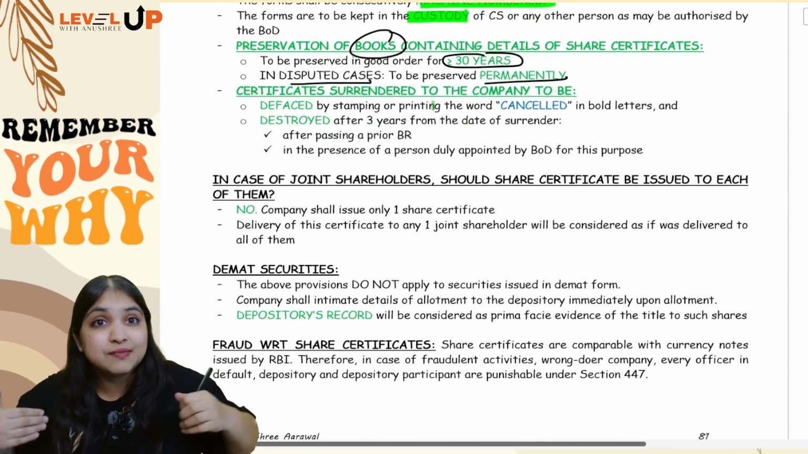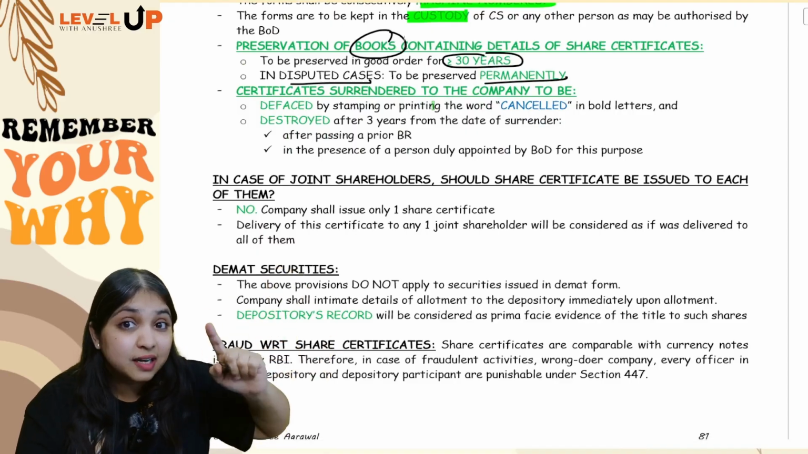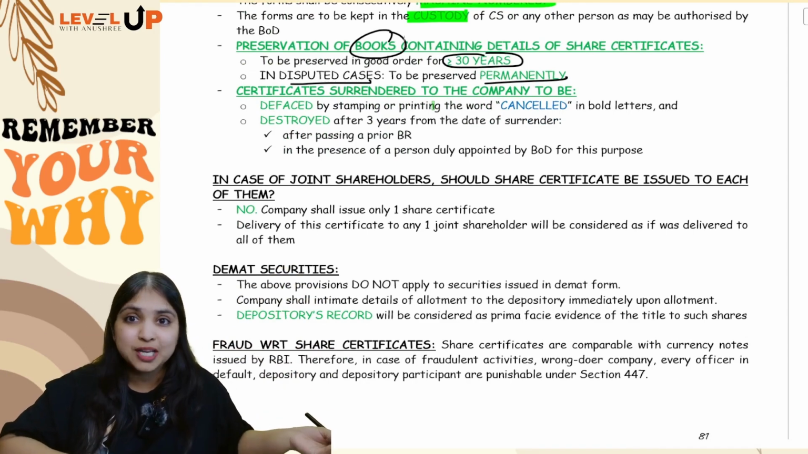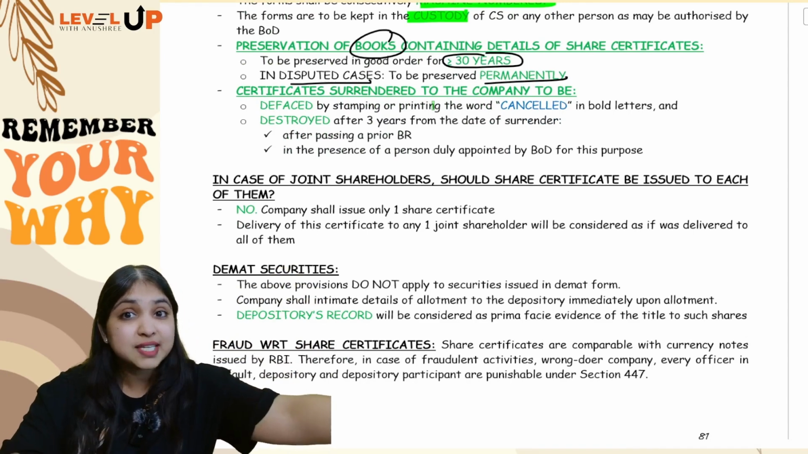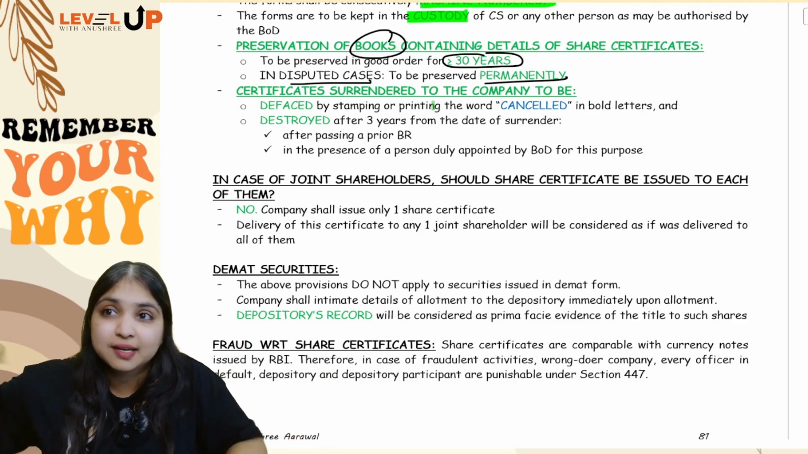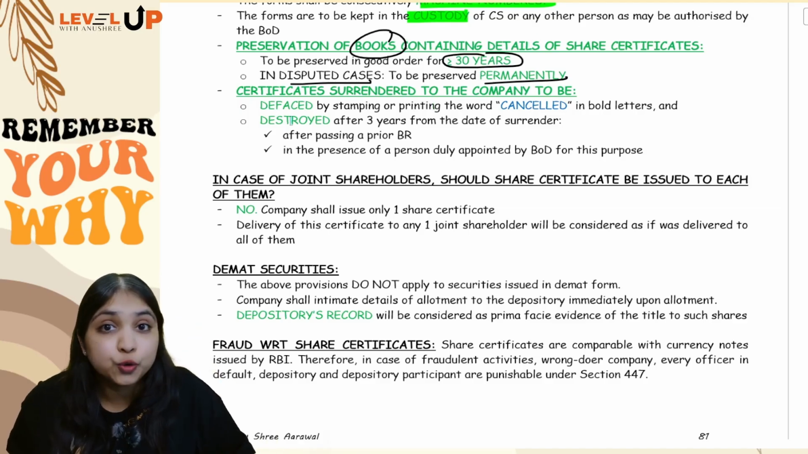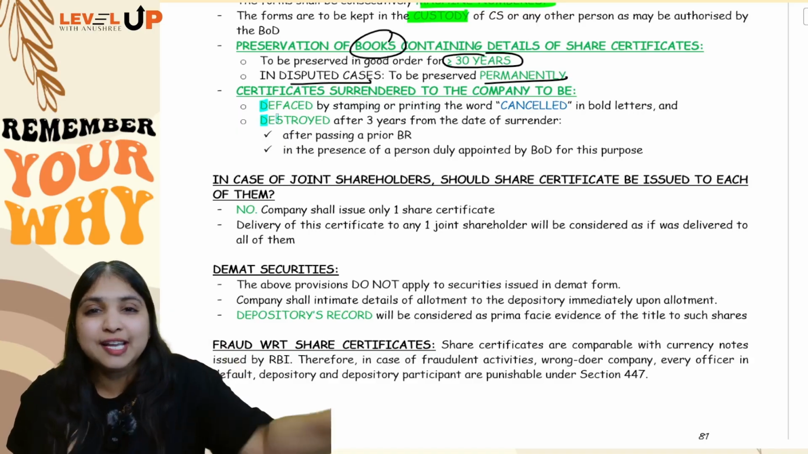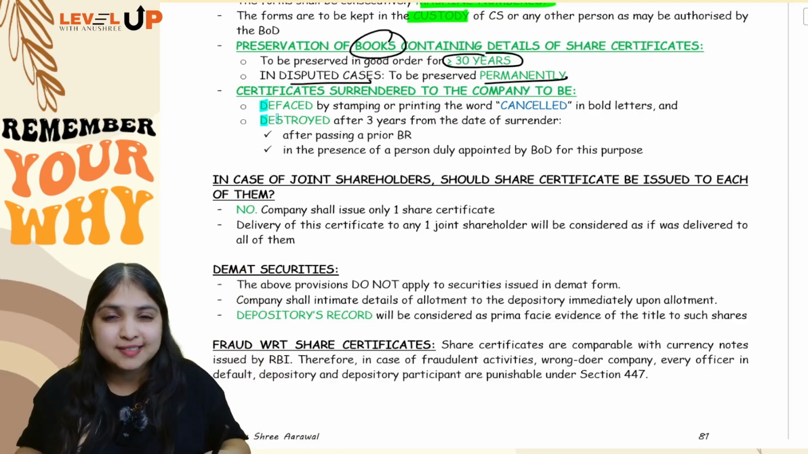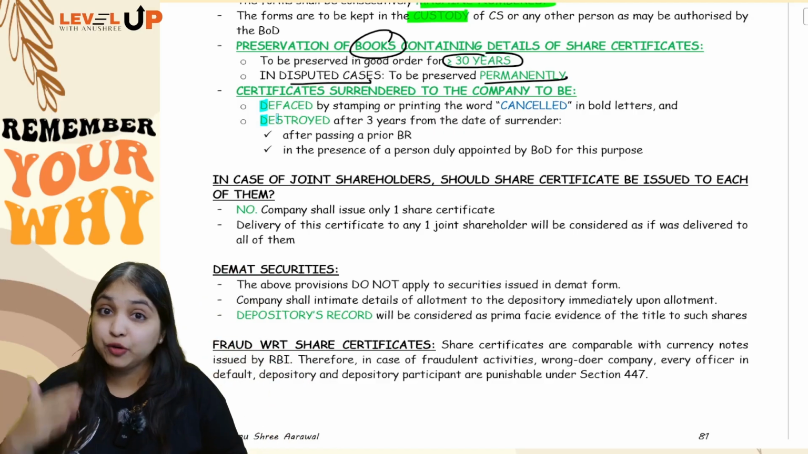Then we learned, in case we are surrendering our share certificate to the company, first of all, when will we surrender? Remember, for example, if the shares are physical shares, but if we want the shares to get converted into demat form, we'll have to surrender the physical share certificate to the company. Now what will the company do with the surrendered physical share certificate? Will the company throw it away? No company, wait. You have to do 2 things, company. 2 Ds. First of all, you have to deface the share certificate. Deface means on the face, on the front of the share certificate itself, the company has to stamp the word cancelled, and then company, you have to destroy it.